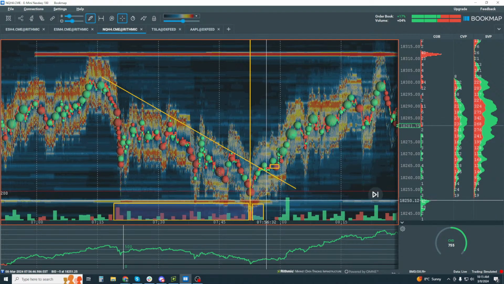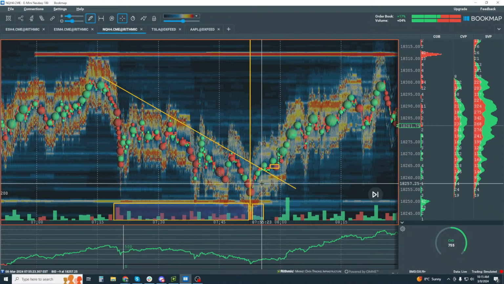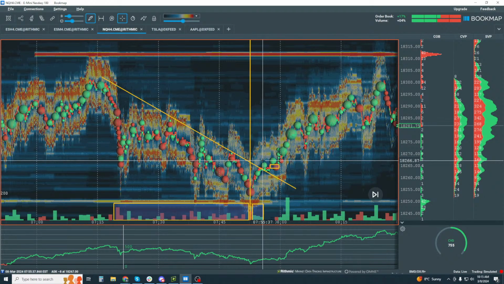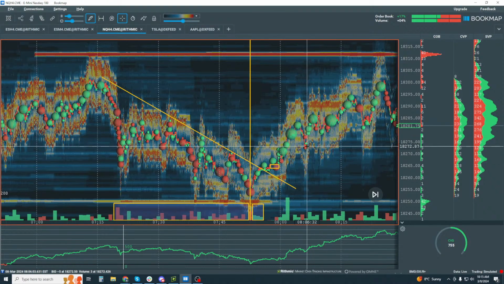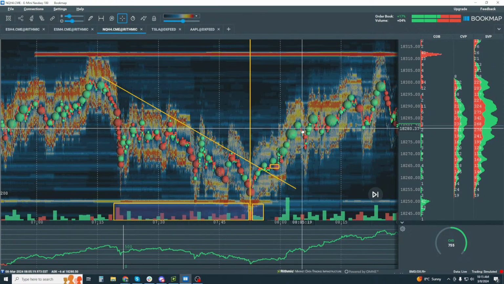Look for this transition and look for the players to support this transition. Okay, now this one is interesting here. Okay, we have a lot of buying coming in.